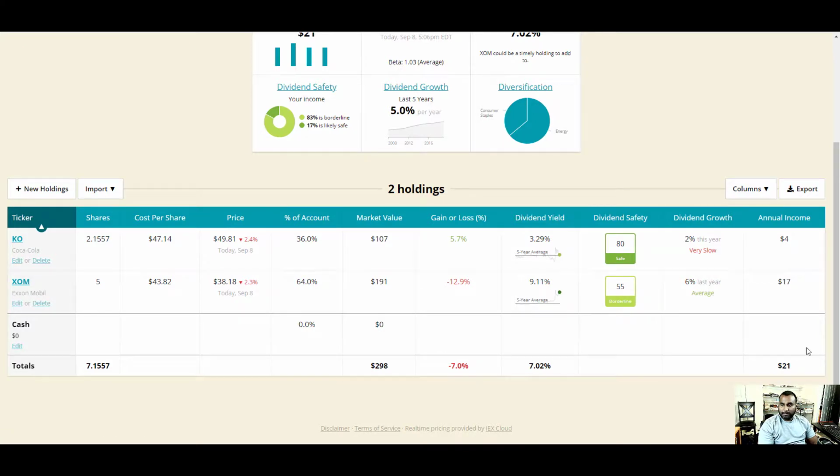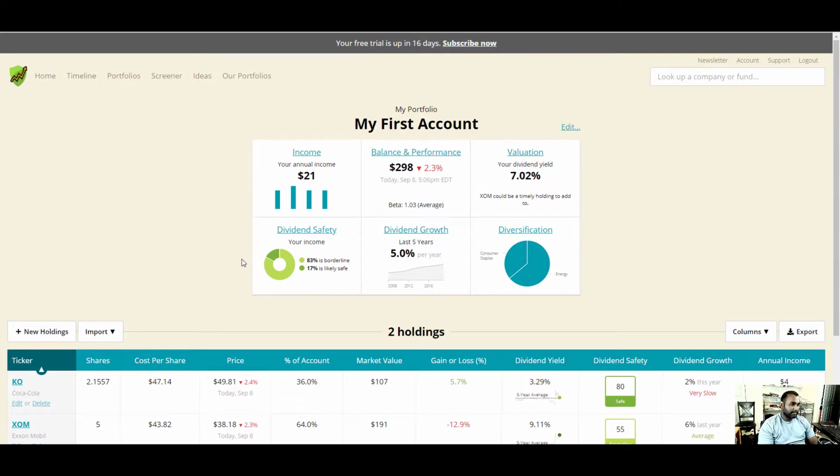Yes, the tool is expensive, but if you're using this tool for your advantage and you have a little bit of money that you're not trying to lose, I would highly suggest that you use some tool like this. It will help you a lot.